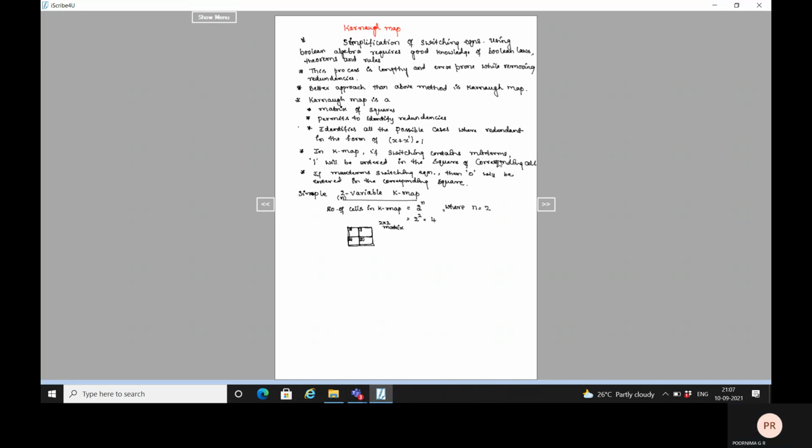That is represented through the variables. Let the two variables be A and B. Out of these two variables, identify which is the MSB bit and which is the LSB bit. Suppose we are taking the two variables as A, B. Let me assume A is in the MSB position and B is in the LSB bit position.